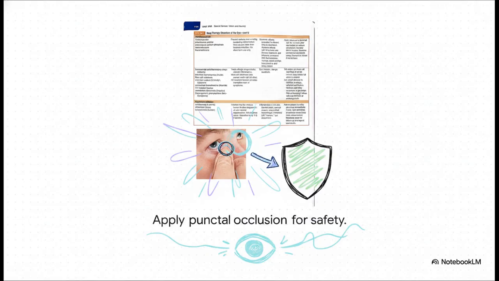Which brings us right to point 6, a step that happens immediately after administration: punctal occlusion. After you give that eye drop, you apply gentle pressure to the lacrimal sac right at the inner corner of the eye for about a minute. Why? Because it prevents the medication from draining into the body's systemic circulation. It keeps the drug's effects localized exactly where we need them, in the eye.